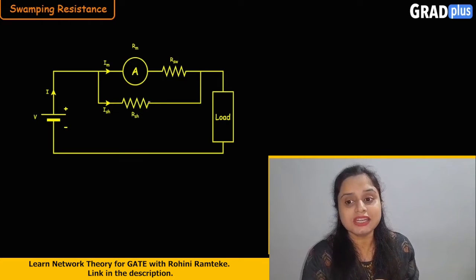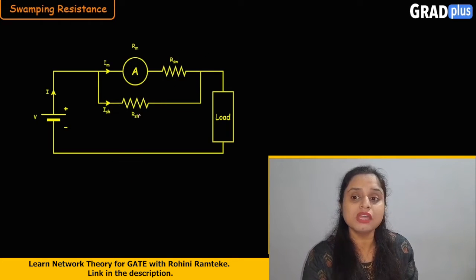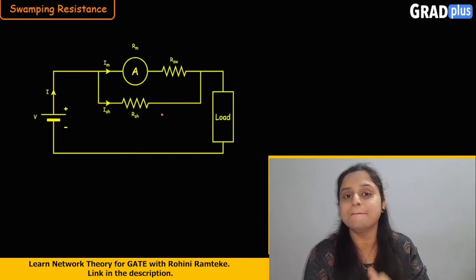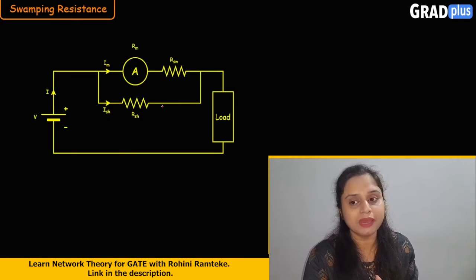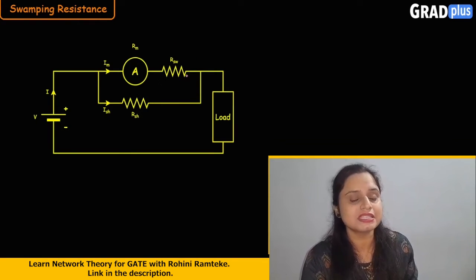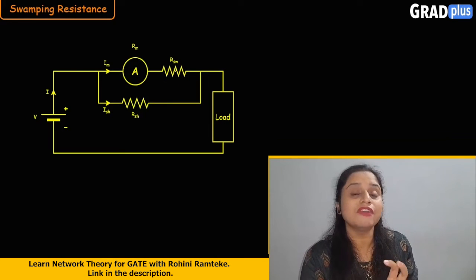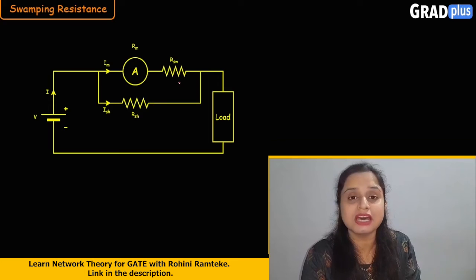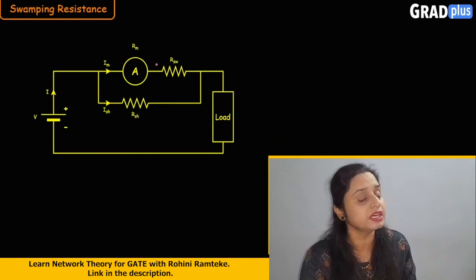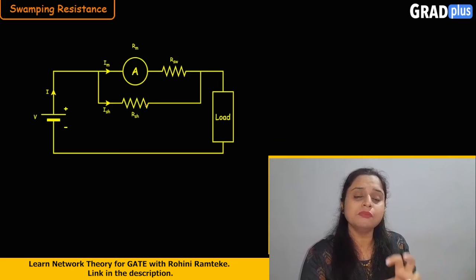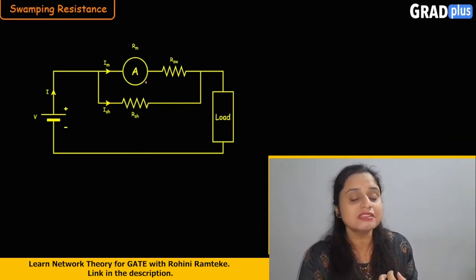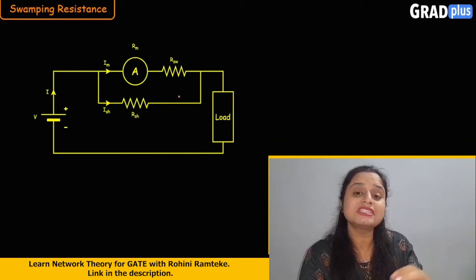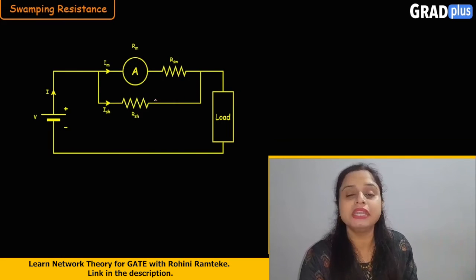Here this shunt resistance and this swamping resistance, both are made up of the same material, that is nothing but manganese. The value of this shunt resistance is very small, and the value of this swamping resistance is very large, that is 10 to 20 times greater than this meter resistance. We already know that every meter is having its internal resistance. So this internal resistance for this ammeter is denoted by Rm. Now here, the swamping resistance value is 10 to 20 times greater than this meter resistance.